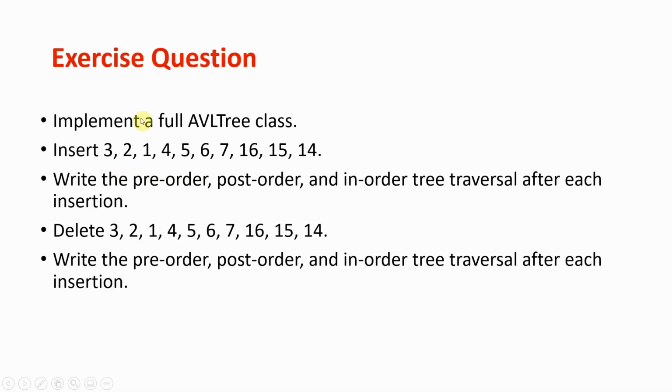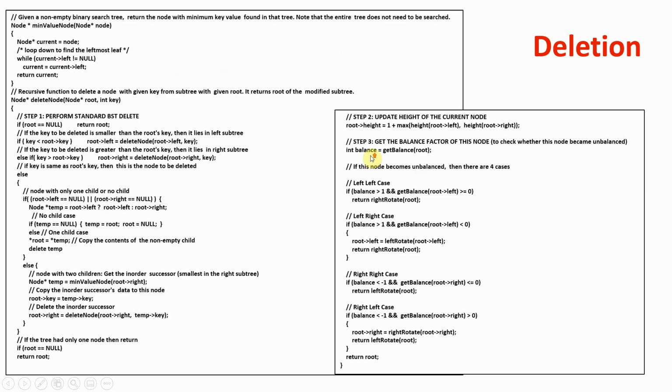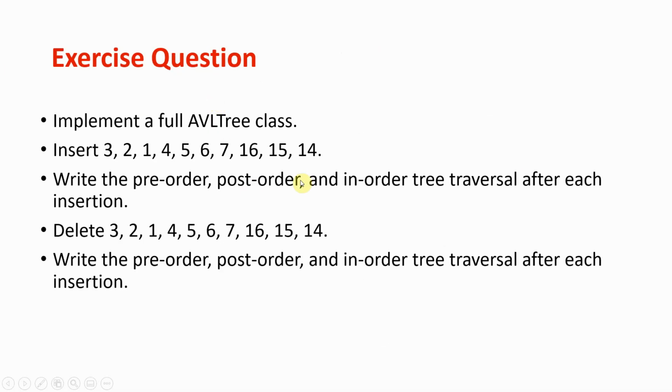In the structure for the node, you can either use height or balance factor. Here we used height, but you can use balance factor as another member variable for your node structure. Once you implement the insertion and deletion functions, you insert this sequence of numbers in your tree, right? And then delete them, right? After each insertion, display the pre-order, post-order, and in-order tree traversal. I also want you to implement pre-order, post-order, and in-order, which are very easy. These are very short recursive functions.